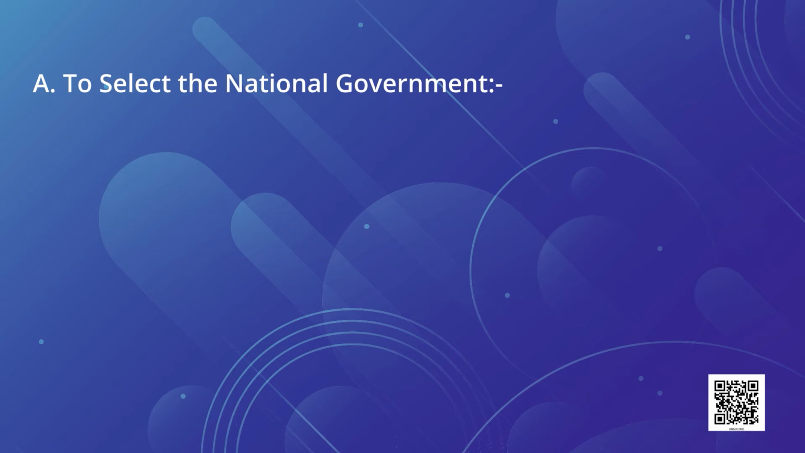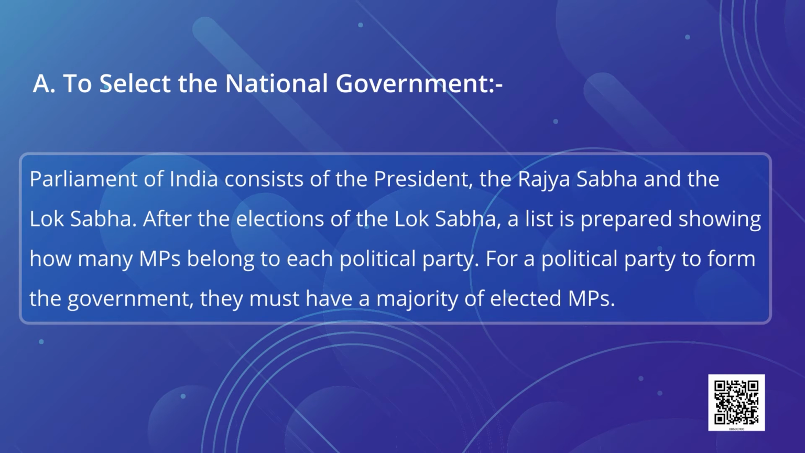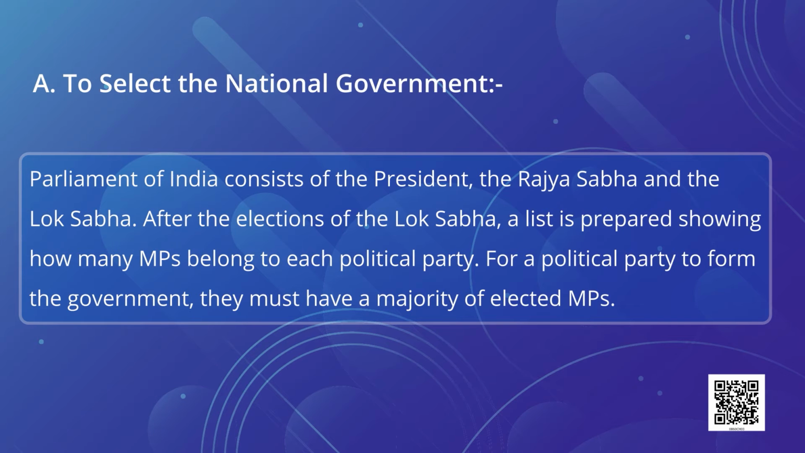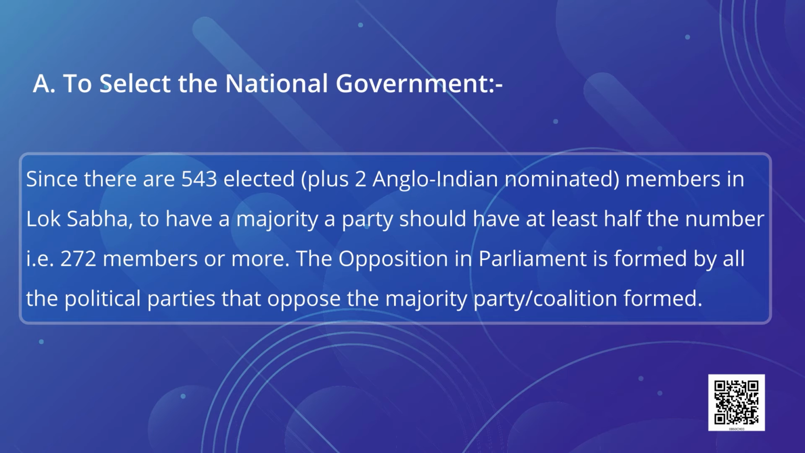Number 1. To select the national government. Parliament of India consists of the President, the Rajya Sabha and the Lok Sabha. After the elections of the Lok Sabha, a list is prepared showing how many MPs belong to each political party. For a political party to form the government, they must have a majority of elected MPs. Since there are 543 elected plus 2 Anglo-Indian nominated members in Lok Sabha, to have a majority, a party should have at least half the number, that is 272 members or more.